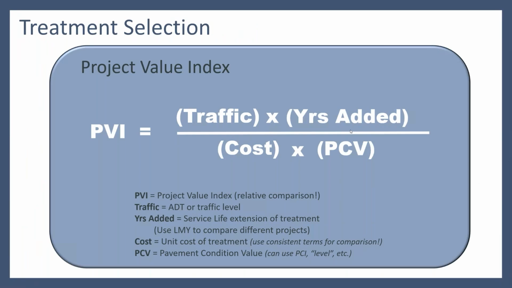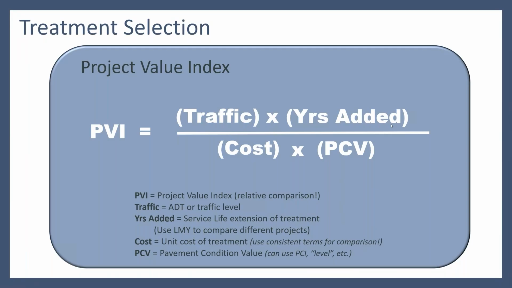Okay, so project value index, looking back at this again, it's a relative comparison. So there's nothing magic about that particular number, but what it's going to do is consider the traffic. And the more traffic you have, the higher the value of that project. The more years added by a given treatment selection, that's going to give preference to the projects that add more years. It will give preference to lower cost items, and it will give preference to the worst condition roadways. So that's a little bit of a balancing act there.